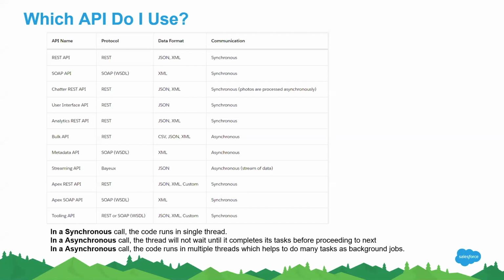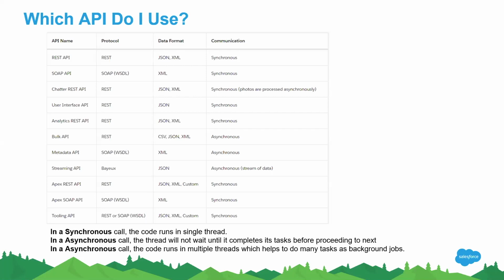Okay, the format we use for REST is JSON. JSON is JavaScript Object Notation, and XML format. These are the two formats it supports. Mostly for mobile related, thin applications, we use this REST API. And SOAP API is another one. The data format it supports is XML, and it's also synchronous communication.